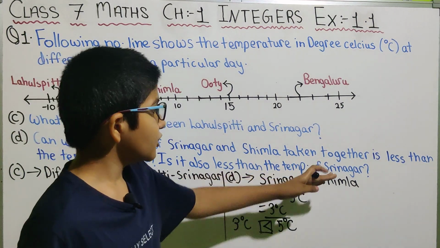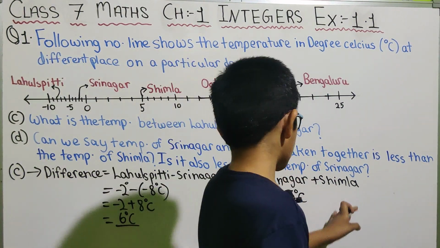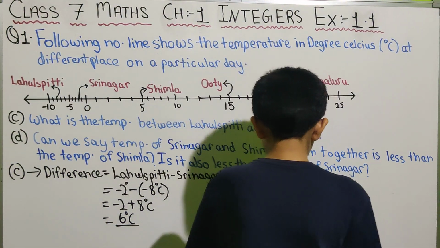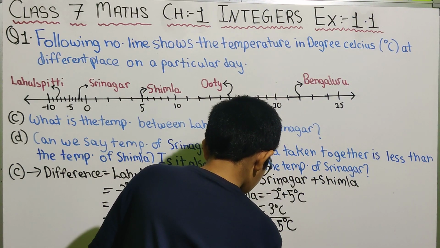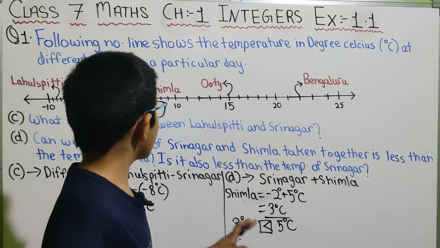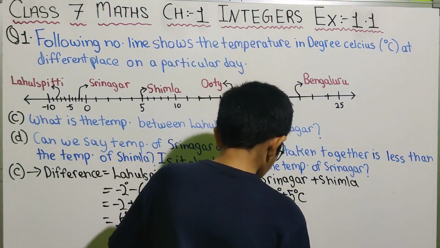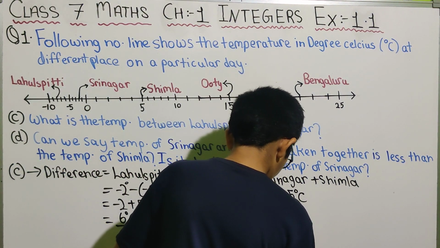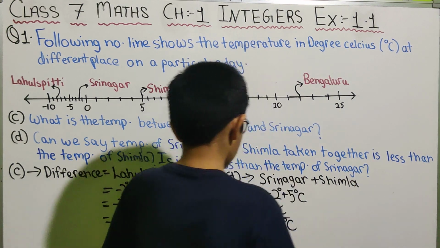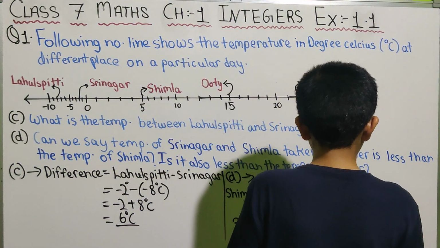Now we have to find out the Srinagar one. So now let's find the Srinagar one here. First you will write yes here, because in the question it is asked whether it is less than the temperature of Shimla. So it is less. So here write yes. So that is the first one. Now the next one we are finding.